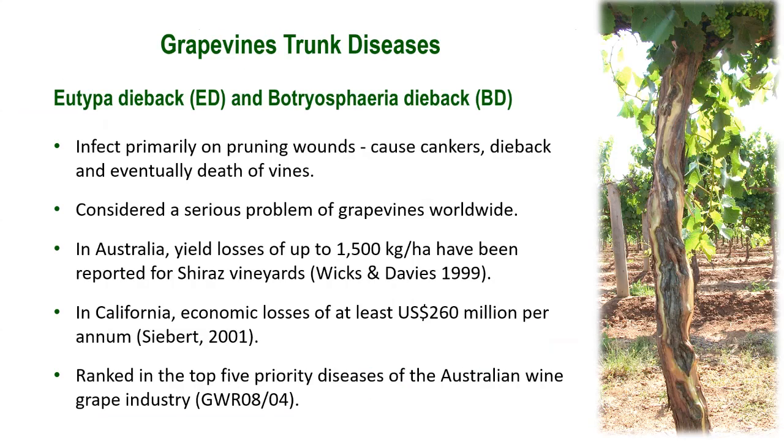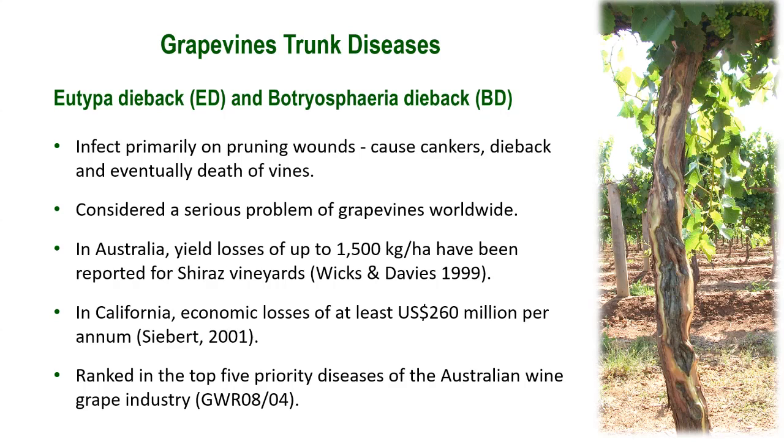Now, just to give you a brief background about trunk diseases, I know most of you are already familiar with this, but here in Australia, Eutypa dieback and Botryosphaeria dieback are considered the two most important trunk diseases of grapevines. These diseases are caused by several species of fungi, and these fungi produce spores that infect primarily on pruning wounds, and this can lead to cankers, dieback, and eventually death of vines. Now, since pruning is a standard practice in viticulture, basically we're giving these fungi the opportunity to infect our vines. And this is why they're considered a serious problem of grapevines worldwide.